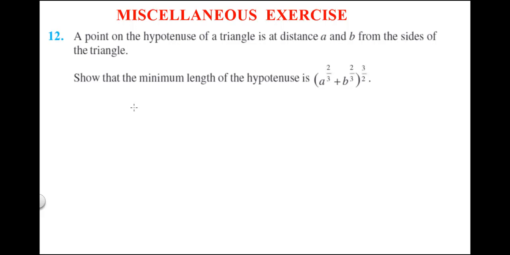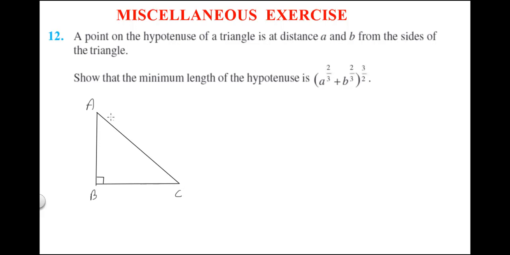In the question, it is said that a point on the hypotenuse of a triangle. As they are talking of hypotenuse, we should draw a right angle triangle, right? So let us just draw that first. Let us make this angle 90 degrees. Okay, let us now just name it A, B, C. So what are they saying? A point on the hypotenuse of a triangle.